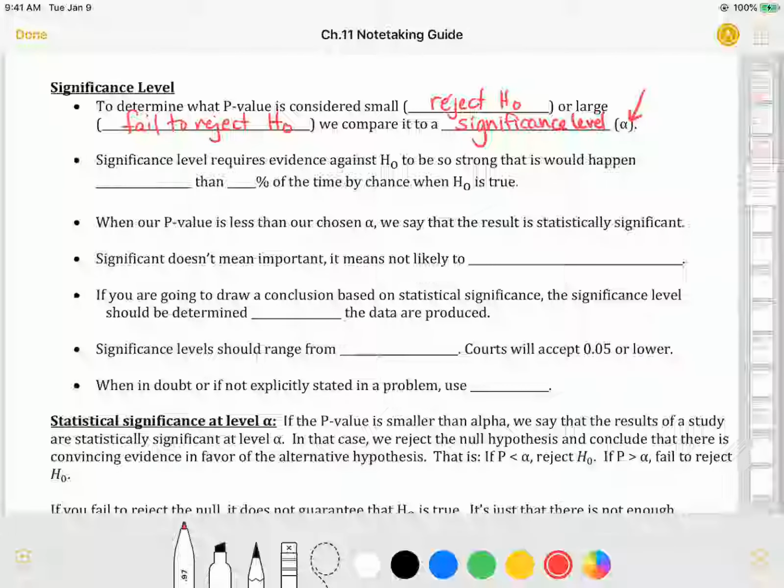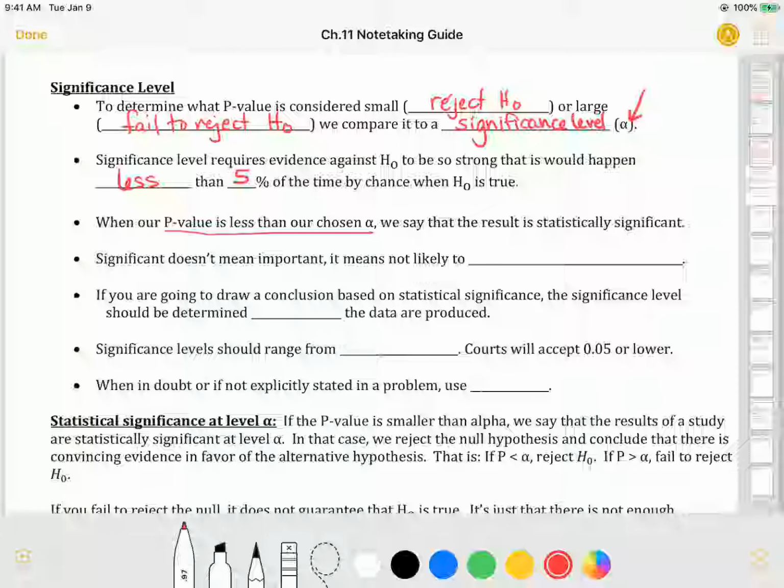And this significance level is often referred to as alpha, okay? The significance level requires evidence against H0 to be so strong that it would happen less than 5% of the time by chance alone when the null is true. When our p-value is less than our chosen alpha, we say that the results are statistically significant and therefore we reject the null. It gives us good evidence when our p-value is less than alpha.